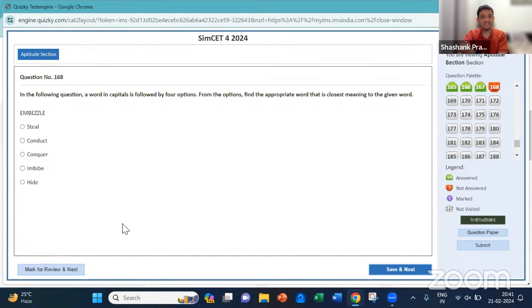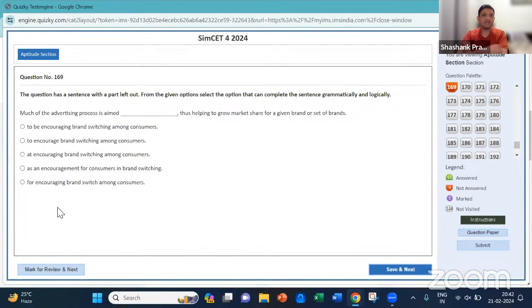Embezzle. Okay. Embellish. Embezzle. Embellish is decoration, I believe. Embezzle is whatever, taking funds away. Closest in meaning, na? Steal, I think. Yeah, embezzle, steal.